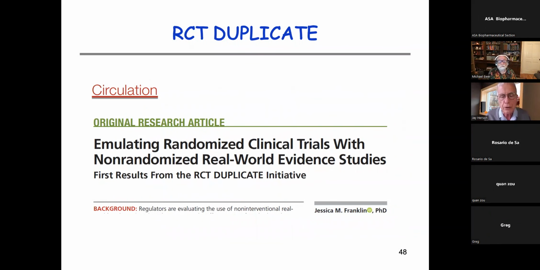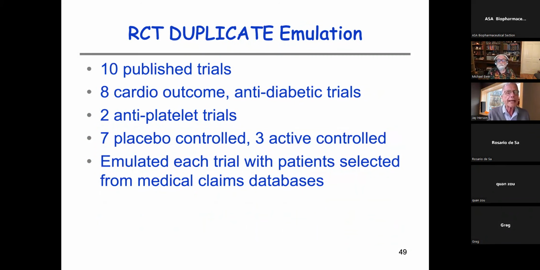Well, some people tried to do that. A Harvard group, emulating randomized clinical trials with non-randomized real-world evidence studies. They have the RCT DUPLICATE initiative, and they started to see if they could follow the kind of thing that Hernán and Robins were talking about. So they looked at 10 published trials, 8 with a cardio outcome, 8 were anti-diabetic trials, and 2 were anti-platelet trials, 7 placebo-controlled, 3 active-controlled. They emulated each trial with patients selected from medical claims databases, and they were not very successful.